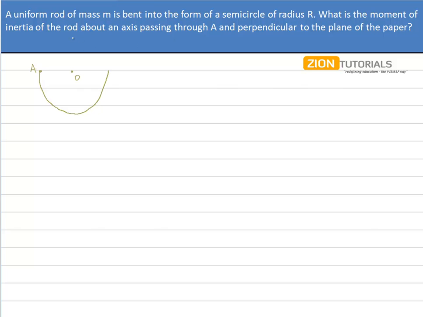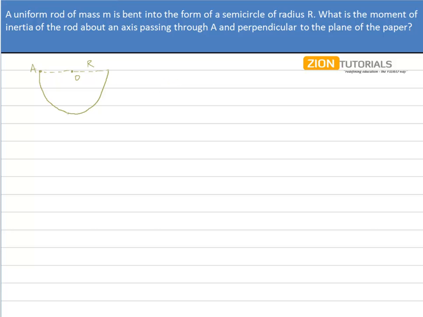What is the moment of inertia of the rod about an axis passing through A and perpendicular to the plane of the paper? So we have to calculate the moment of inertia about this point. Now, this question might seem a little difficult to most students, but a student who knows the concept will be comfortable with it. Let us see how to solve this question.